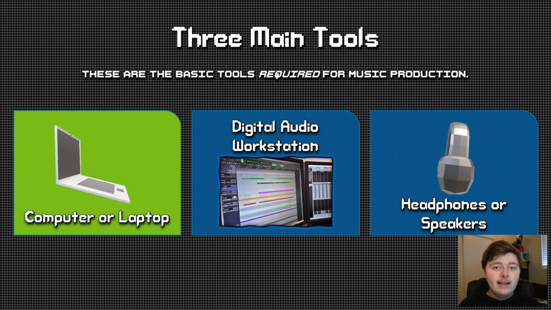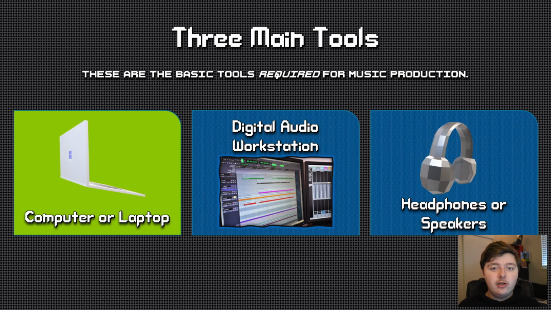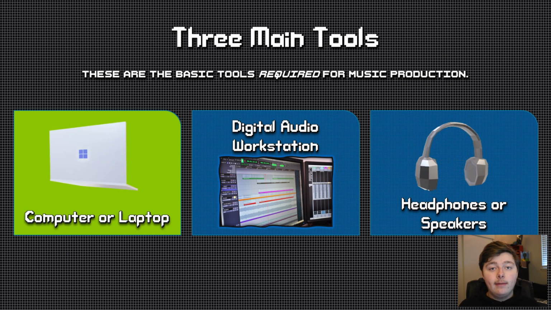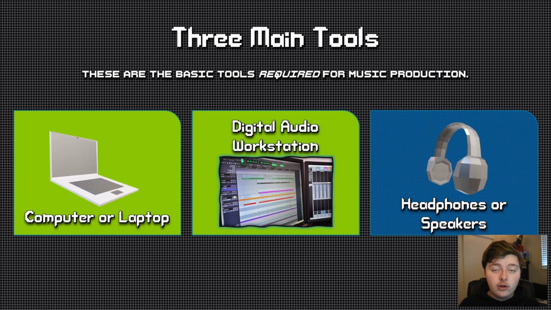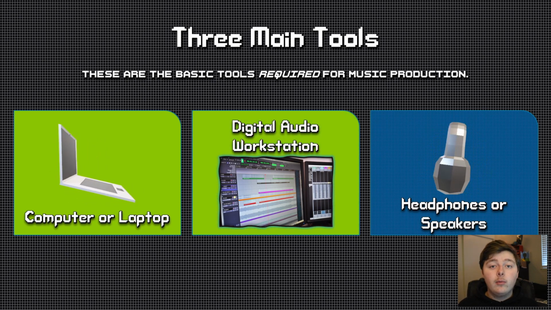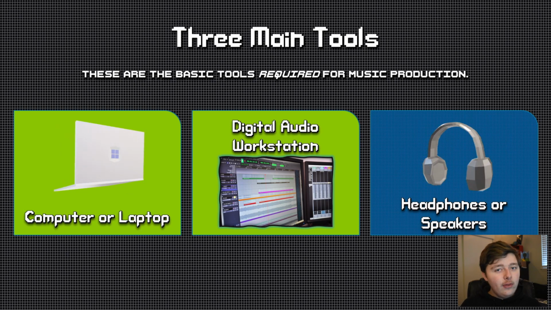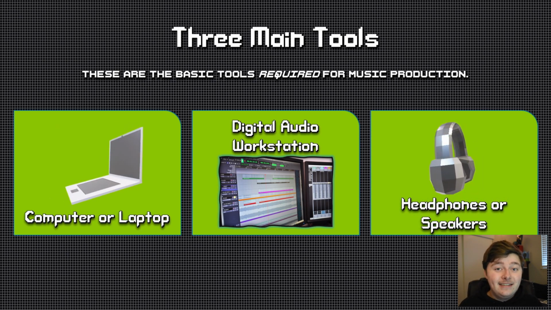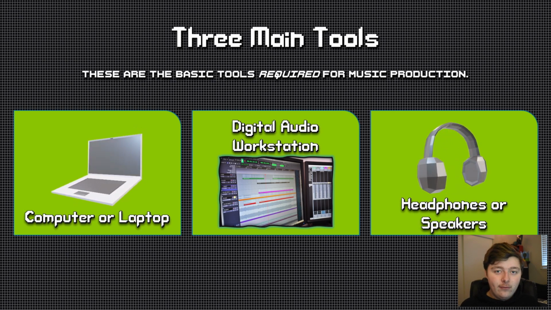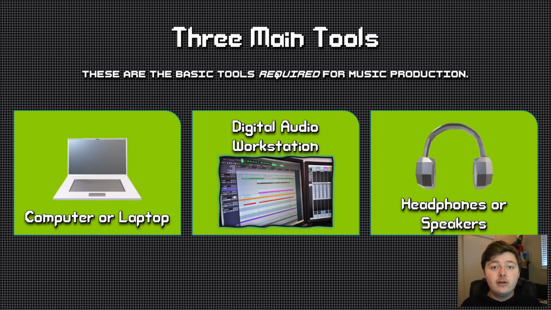The first thing is a decent PC or laptop that'll be able to run whatever programs you decide to put on it for music production. The second is a digital audio workstation, which is the actual software where you create the music. And the third thing is a decent pair of headphones or speakers, and make sure that you get a decent pair so that you can get the full range of sound out of your speakers or headphones.